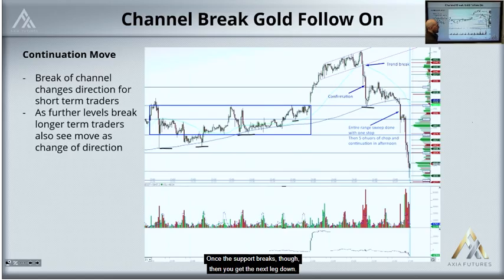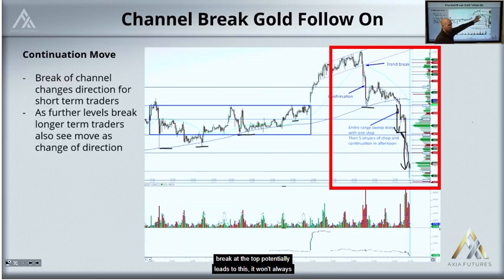Once the support breaks, though, then you get the next leg down. And this then gives you the full-on turn through the range, through the bottom of the range, continuation of move. And all of that comes from that change in trend. That trend break at the top potentially leads to this. It won't always.